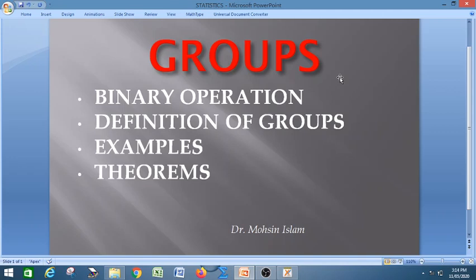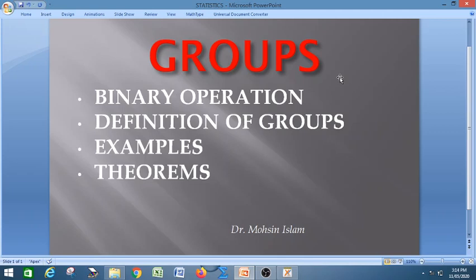Hello students, today our topic is groups, a very important topic in abstract algebra. You know that a lot of research work is going on in cryptography, in computer science and so on. All the background of it is abstract algebra. Abstract algebra is very important in the modern world, and group is the most fundamental thing in abstract algebra.